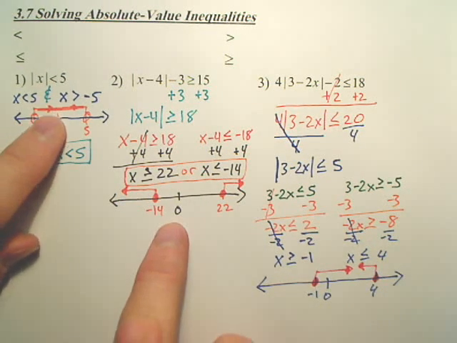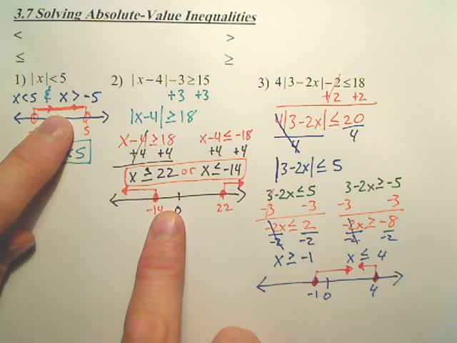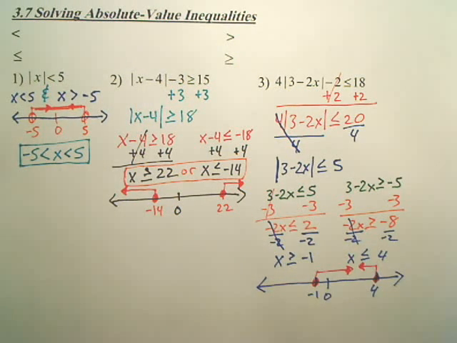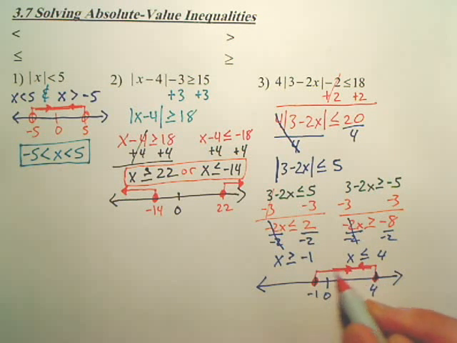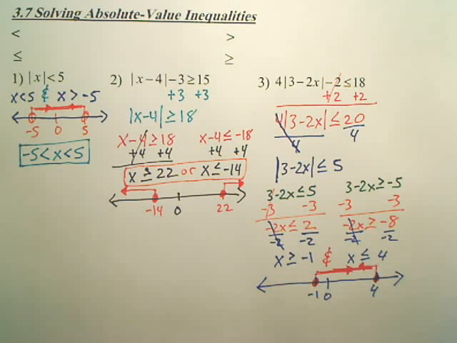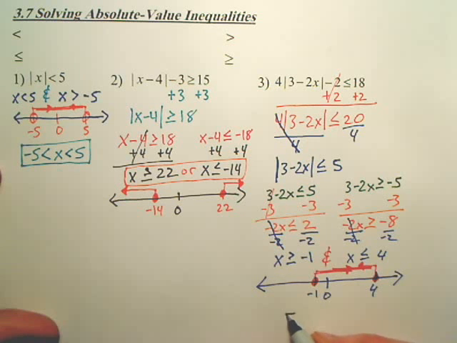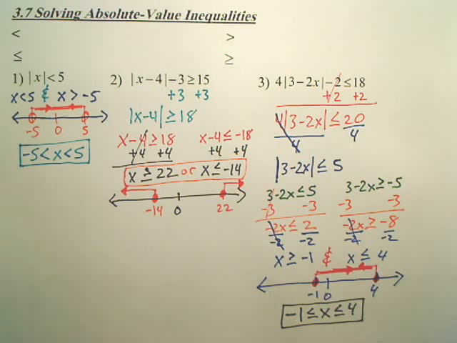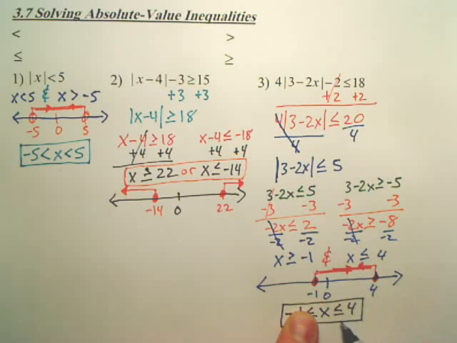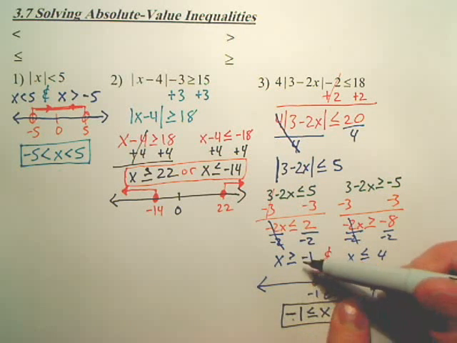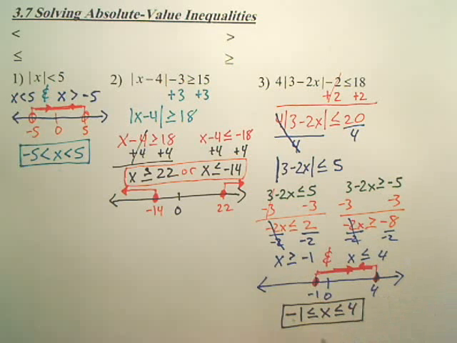Now, is that an and or an or? Is it in between or is it going opposite direction? It's in between. So this is an and. An and is written in this form. The lowest number and then the highest number. That's how you write your answer. Because here, x is less than or equal to 4. Here, x is greater than or equal to negative 1. All and statements are written like this, not like this.